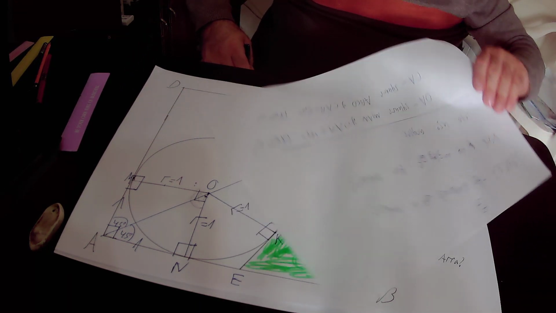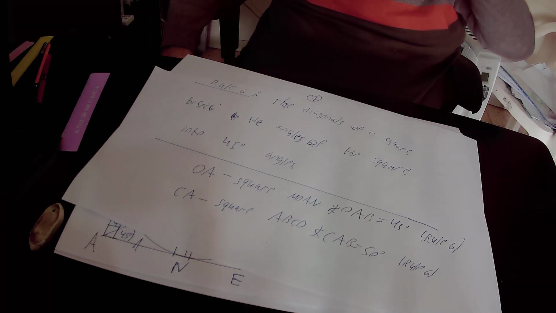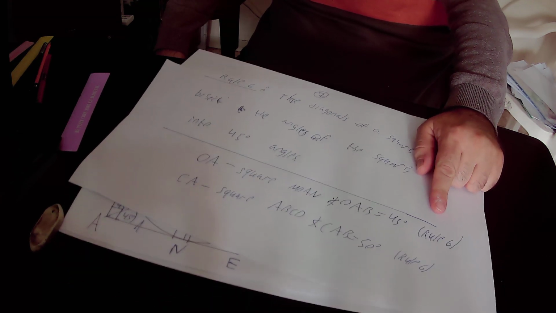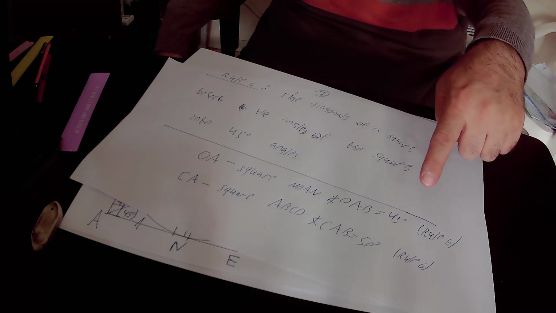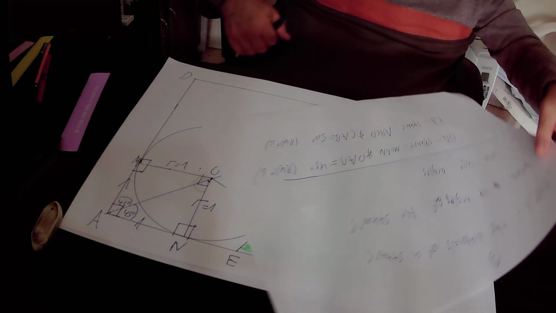So we found out that angle OAB equals 45 degrees according to rule number six, and also angle CAB equals 45 degrees.